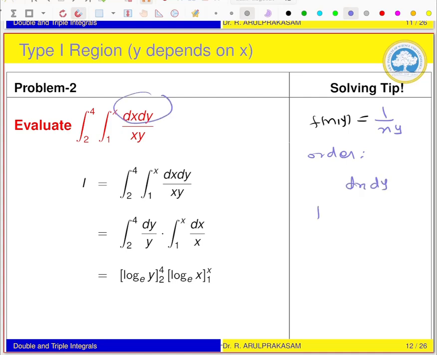What is the region mentioned here? Look at this problem. Is x a function of y, or y a function of x? Here the x variable is involved, so it is y as a function of x form, and x must be in constant form.